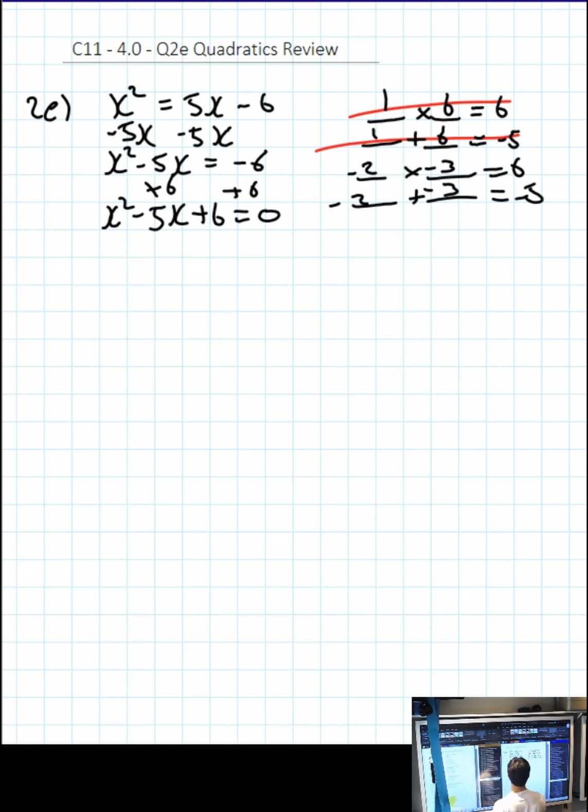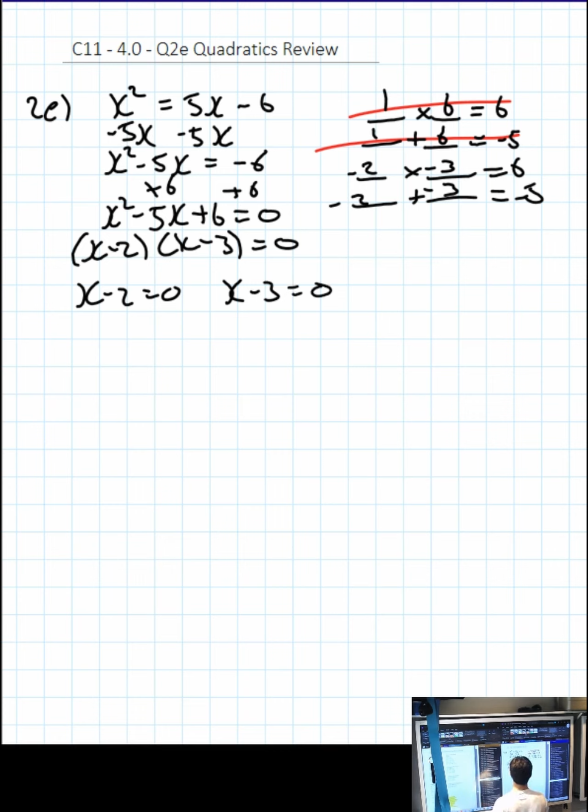Awesome, so we can factor this thing. So back to the left, x minus 2 and x minus 3. And if we set our factors equal to 0, we have x minus 2 equals 0, and we have x minus 3 equals 0.